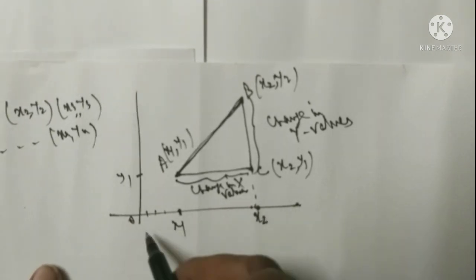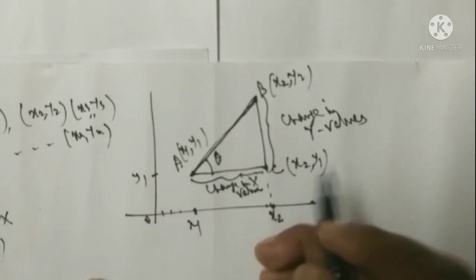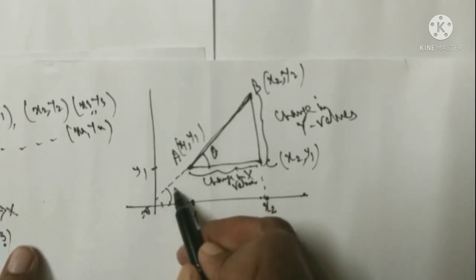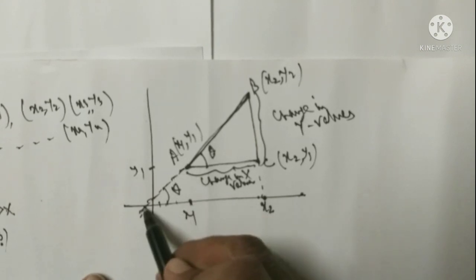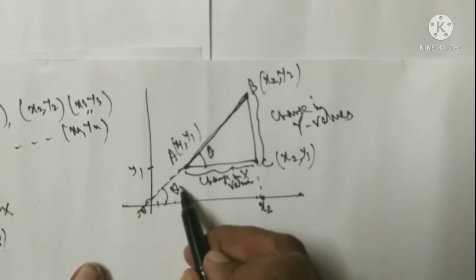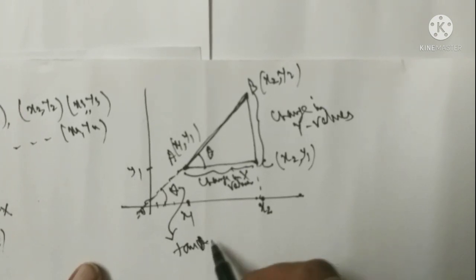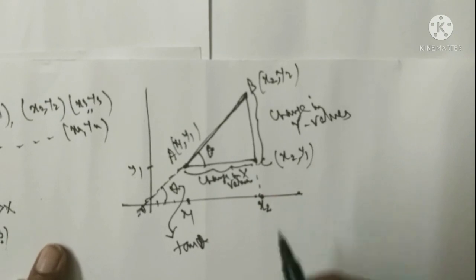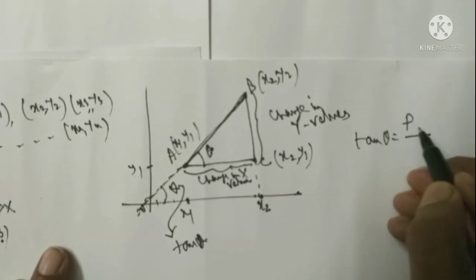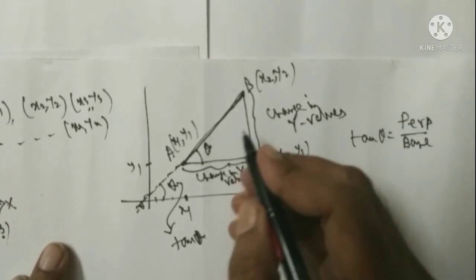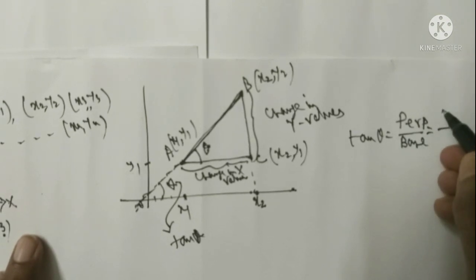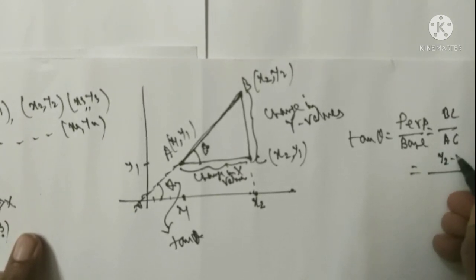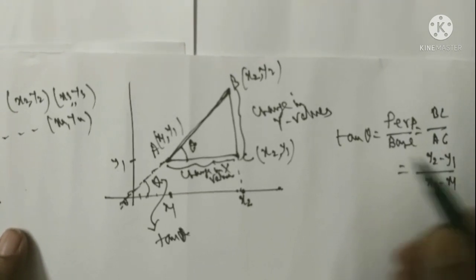Along the x-axis all x's are measured, along the y-axis all y's are measured, and this makes a theta angle. If I draw in this manner and extend this line, it makes theta here, and our definition is that the tangent of the angle, tan of this theta and this theta are equal. Therefore from point A we can find tan theta, and tan theta is nothing but perpendicular by base of this triangle BAC. Perpendicular means BC, base means AC, BC means y2 minus y1, AC means x2 minus x1.